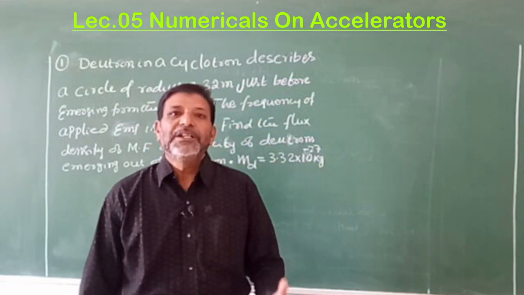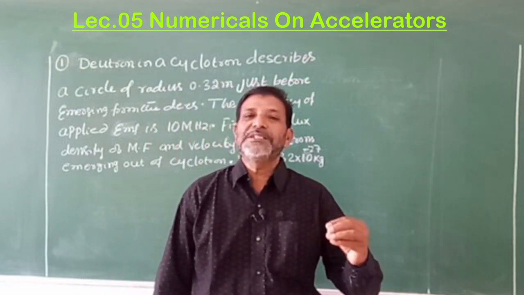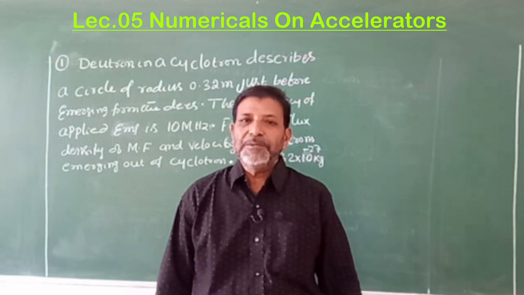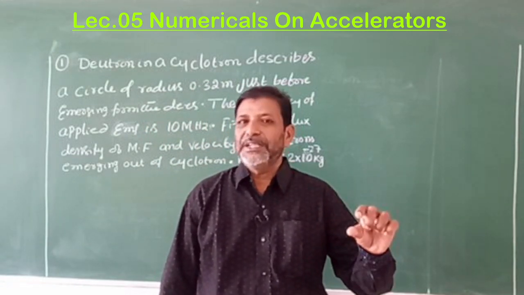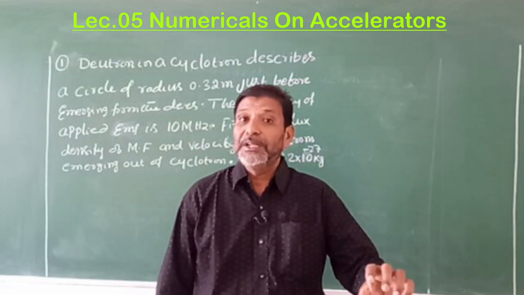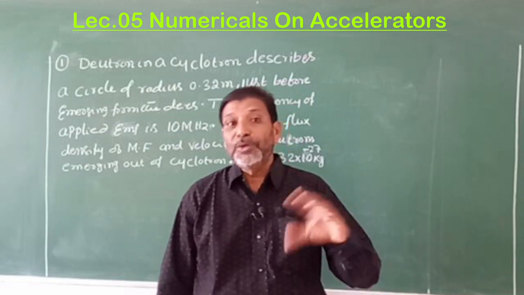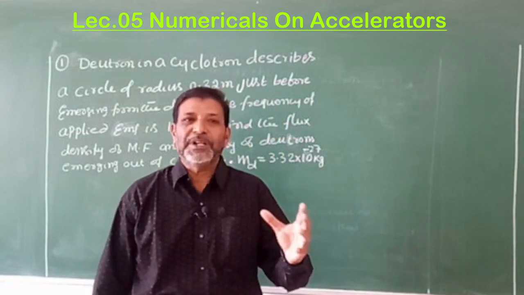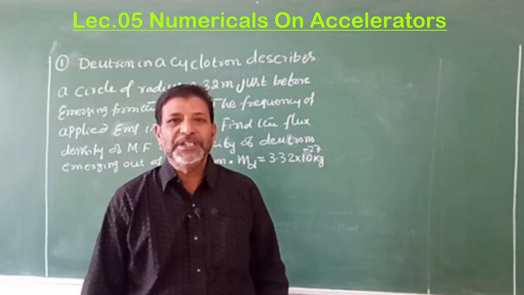And the second is that by using this GM counter, we cannot determine the energy of the emitted particle. That means for whatever particle is emitted, we cannot determine its energy. But by using the scintillation counter, we have discussed that you can find the energy of the emitted particle also. Therefore, these are the two limitations of the GM counter.